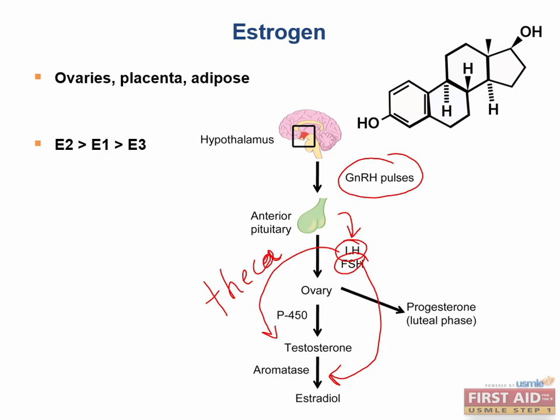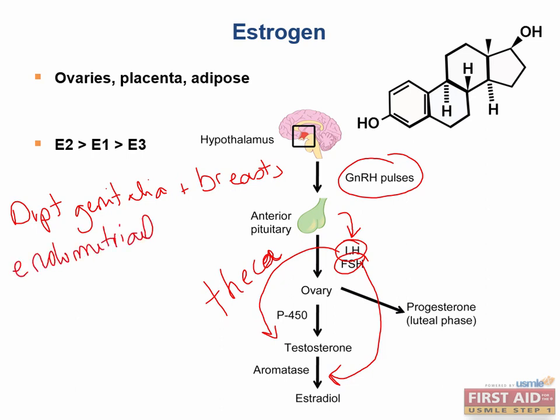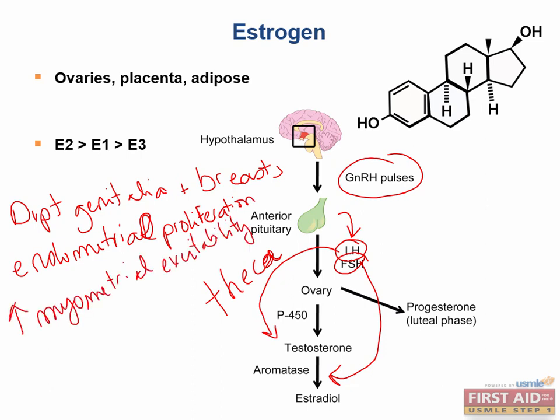Now, estrogen serves many functions in the body. It stimulates the development of genitalia and breasts, and is responsible for female fat distribution. It's also responsible for the growth of the follicles, endometrial proliferation, and increased myometrial excitability. Estrogen is involved in regulating secretion of hormones by upregulating the receptors for LH, estrogen, and progesterone. It also increases the production of serum binding proteins, including sex hormone binding globulin.